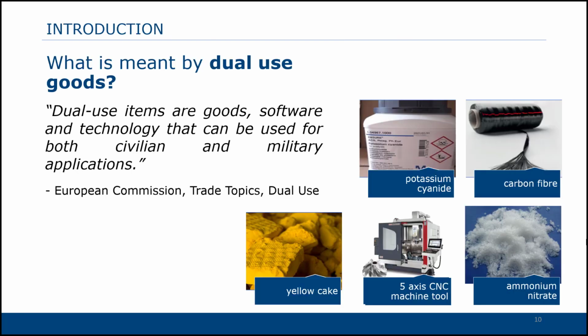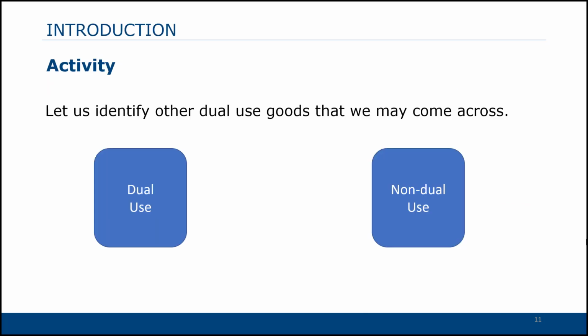The European Commission defines dual-use items as goods, software, and technology that can be used for both civilian and military applications. Because of the potential risk that these goods could be used for military purposes, regulators try to control or at least monitor when and where these goods are sold. The examples here are typical and more obvious dual-use goods. Are there any items that could go unnoticed as a dual-use good? The answer is yes. Let us identify other dual-use goods that we may come across.